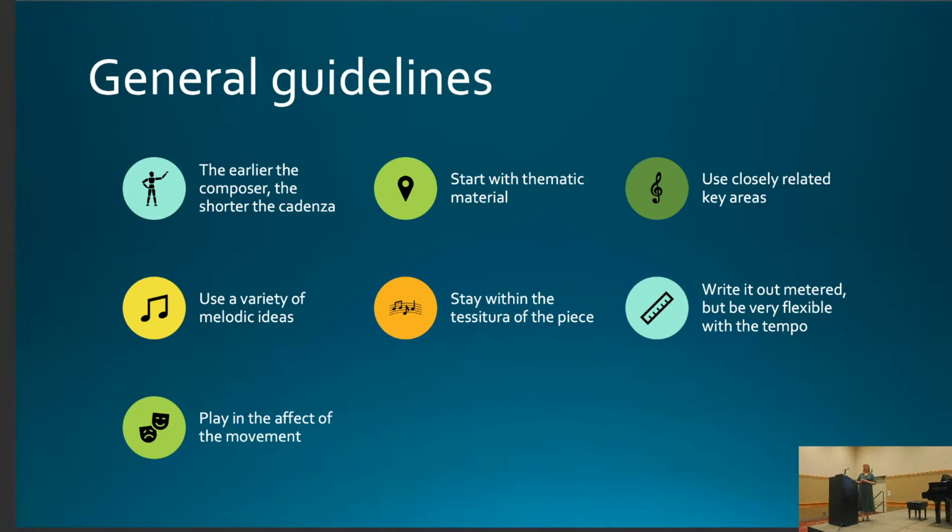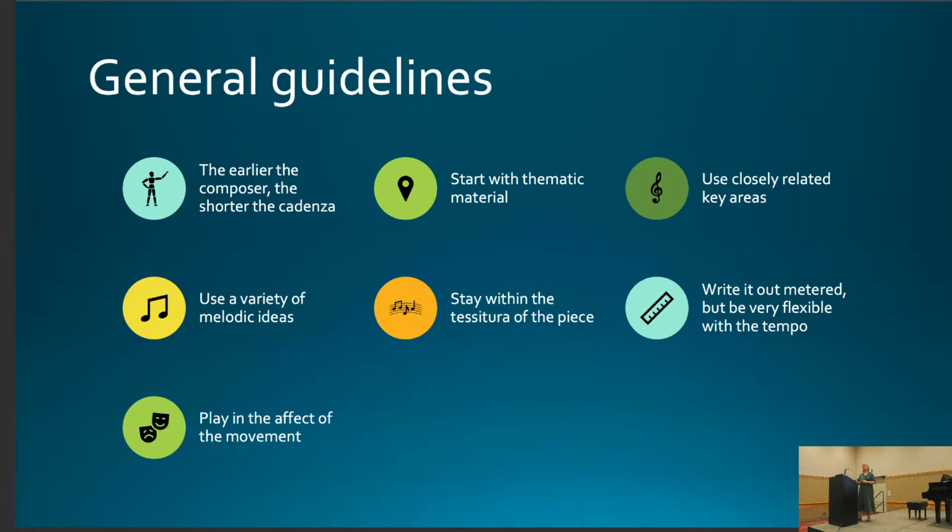These are your bumper guards. The earlier the composer, the shorter the cadenza is going to be. So a CPE Bach cadenza is going to be a whole lot shorter than a Mozart cadenza. It's going to be a whole lot shorter than, like, Molique, and romantic composers are going to be even longer, right? You're going to start with thematic material from within that movement. Okay, so again, bridging the gap. Oftentimes, people that wrote out their cadenzas in the time period used the thematic material that was just heard right before the fermata, because again, it helps to bridge the gap.